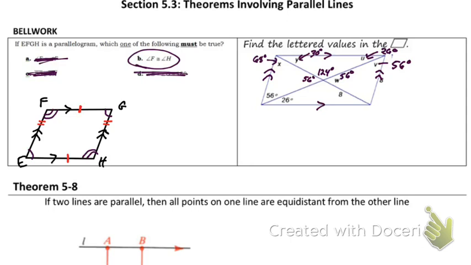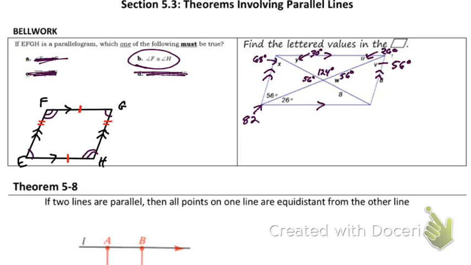Yeah, so using the same side interior, 56 plus 26 is 82, and then 180 minus 82 is 98, so then 98 minus 68 would be 30. So she was saying this angle here in its entirety is 82, which means this entire angle must be 98. This angle right here has to be 98 degrees because of same side interior or consecutive angles of a parallelogram. So then you just do 98 minus 68, which equals 30 degrees.